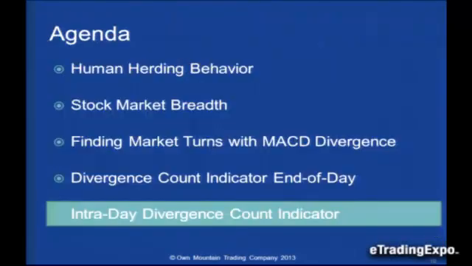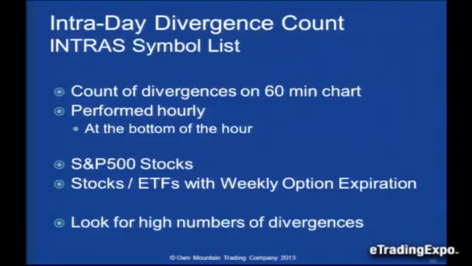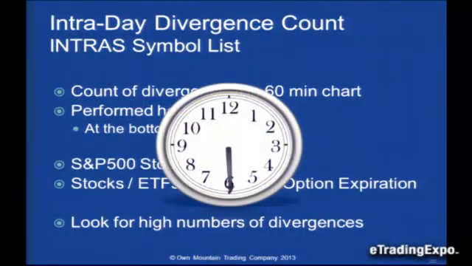Okay, so having done that on an end of day chart, I'm now doing it also on an intraday chart. I'm counting the divergences that happen on 60-minute charts, and I'm doing it hourly at the bottom of the hour. So this is kind of an age quiz. Who knows what the bottom of the hour is? Remember the top of the hour? The bottom of the hour is at the half hour. So the market opens 9:30 Eastern Time, 6:30 Pacific Time, and each hour thereafter I'm scanning for the divergences.